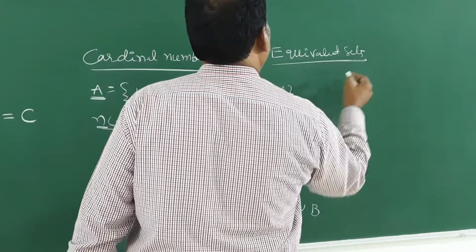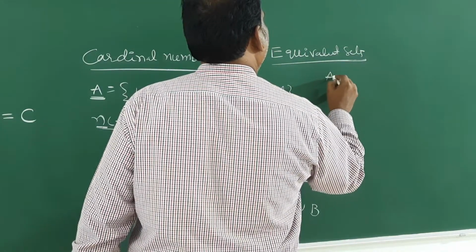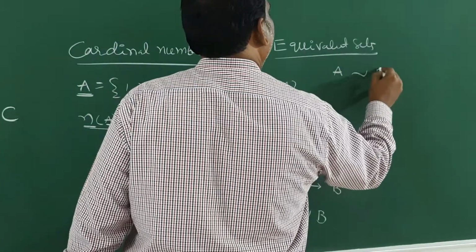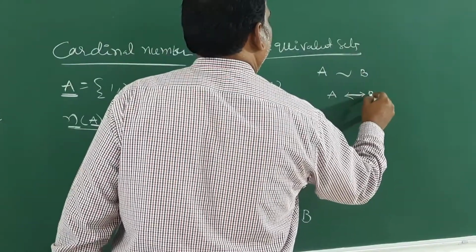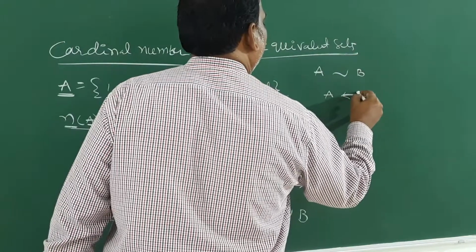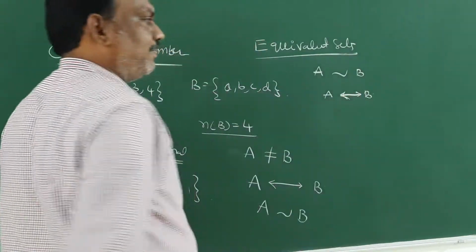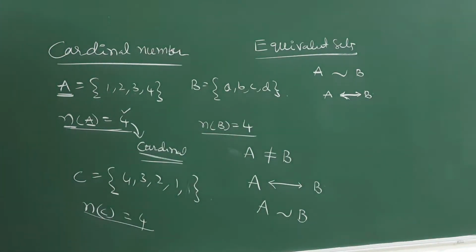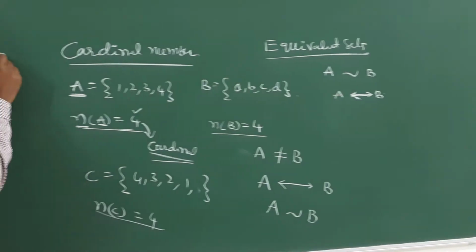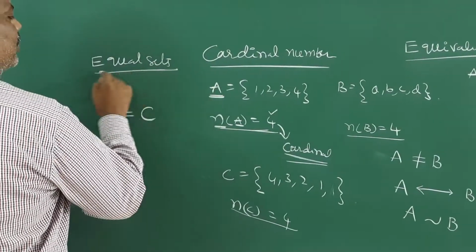Equivalent sets we have to denote like this. Set A is equivalent to set B. So this double arrowhead represents equivalent. Equal symbol represents equal sets. Equal sets. I think you understood, students.